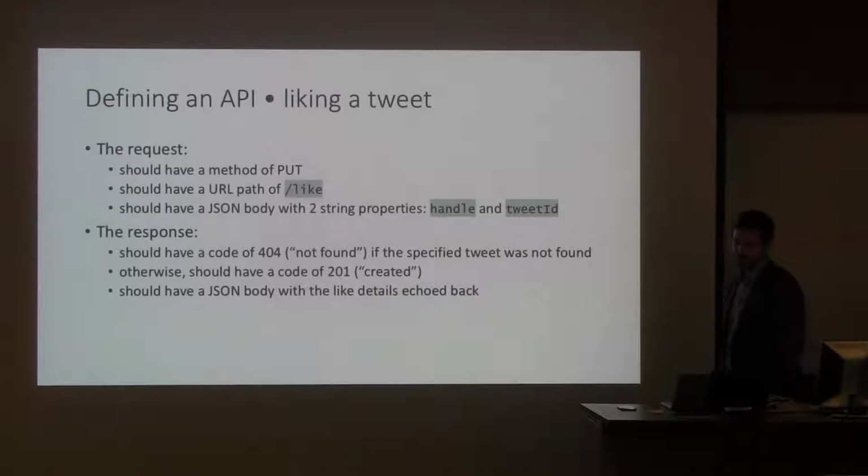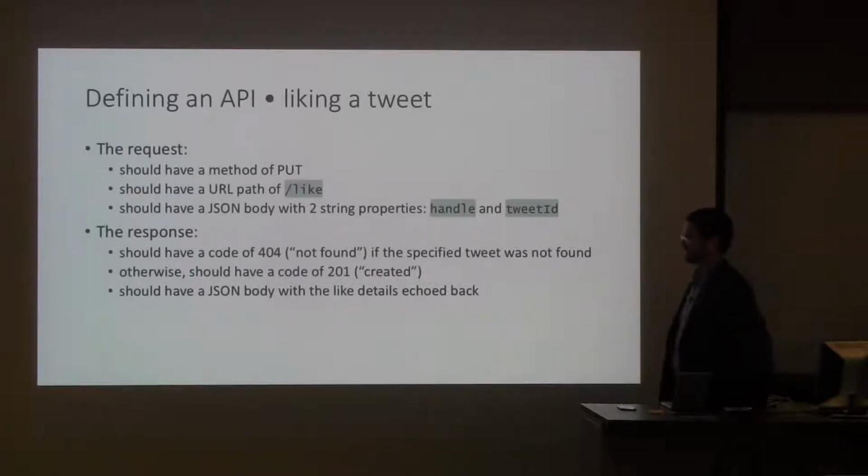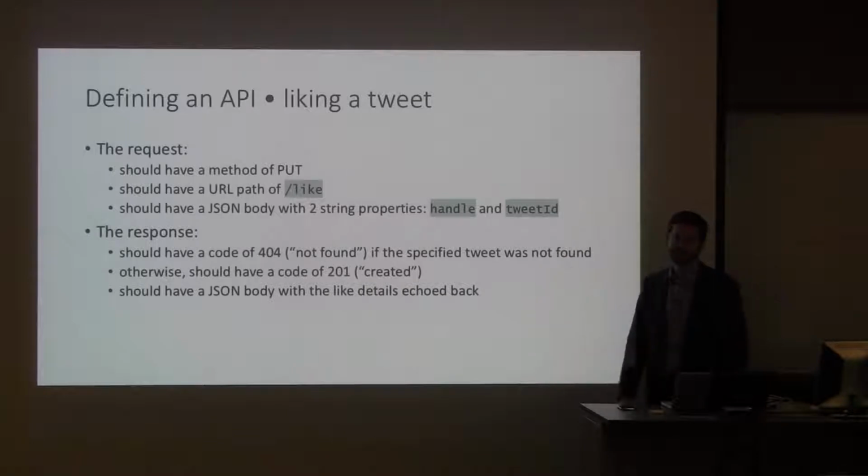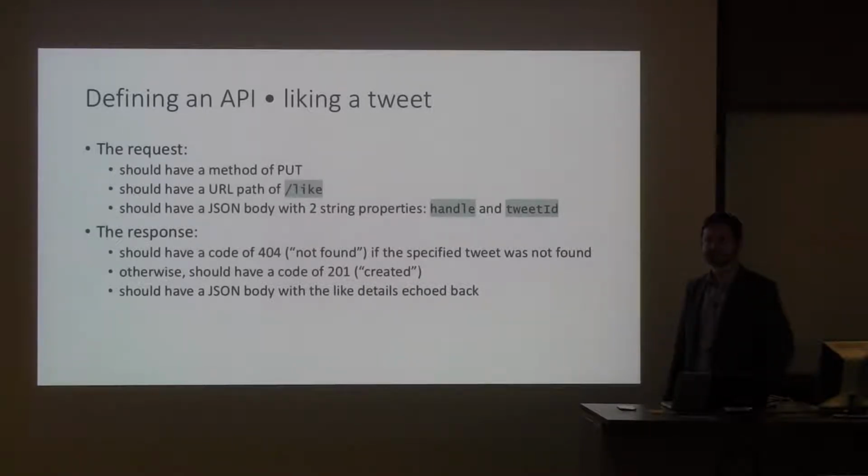A third endpoint is liking a tweet. We'll say that the request needs to have a method of PUT, and the path should be /like. And the request should have a JSON body with 2 string properties, handle and tweet ID, both strings. This time we are going to return 404 not found if the tweet was not found, because this time we're taking a tweet ID as a parameter, and we need to try to find a very specific tweet that we're going to like. And if we can't find that, we should let the user know somehow.